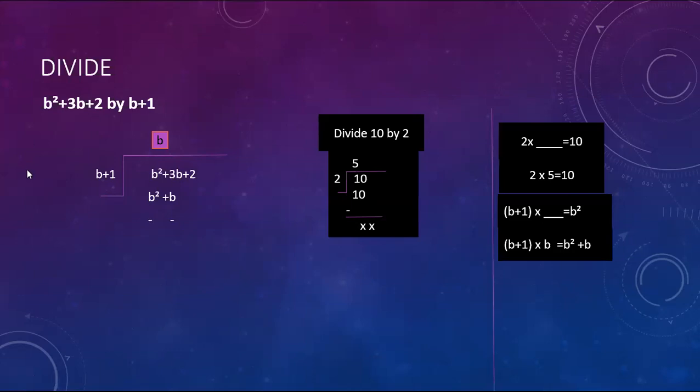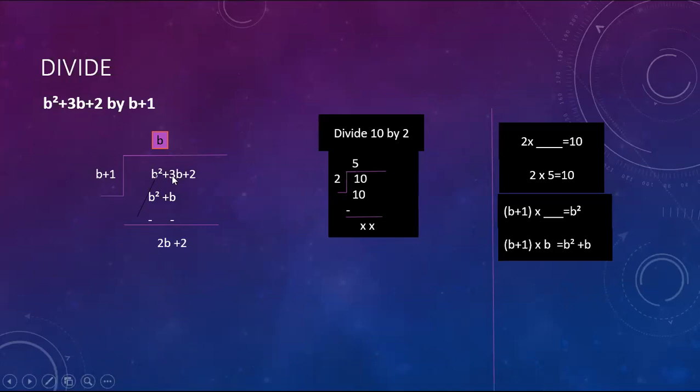We have to change the sign of the second term, b square plus b. Now, when we subtract b square from b square, it will cancel. It is just like 10 minus 10, cancel. In the same way, b square minus b square is cancelled.